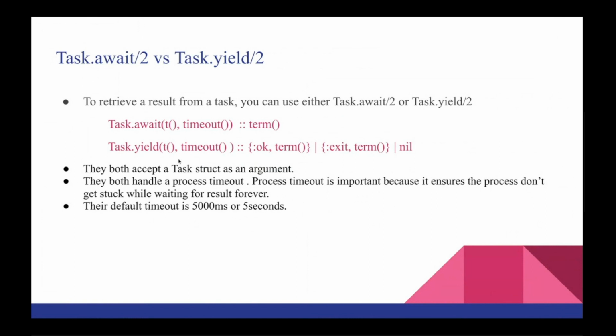For the Task.yield, it takes in a task struct as well, and also takes in a timeout. And it returns for you a tuple of an atom, :ok, and a term. So the term here is the result of the task being processed, or it can also return for you a tuple of an atom :exit and a term. This term here represents the reason of the exit. Also, it can return you nil if there's no result.